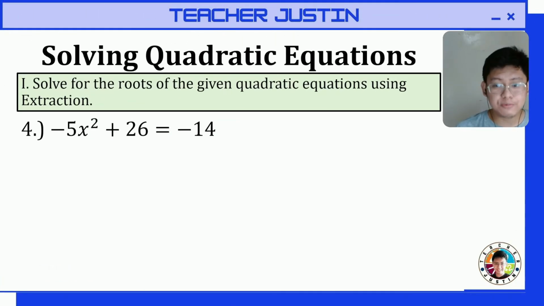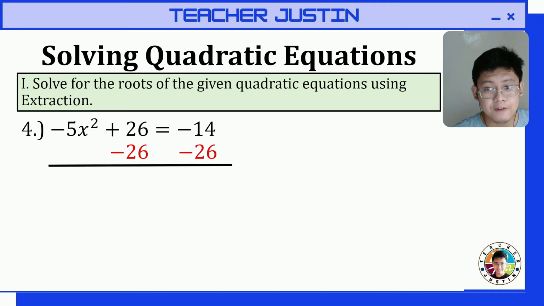Okay, let's have our fourth item. Let's solve for the roots of this quadratic equation, negative 5x squared plus 26 is equal to negative 14. So, para ma-solve natin tong equation na to, okay, let's isolate the variable x by removing the constant and placing it to the other side of the equation by performing subtraction property wherein we will subtract both sides by 26.